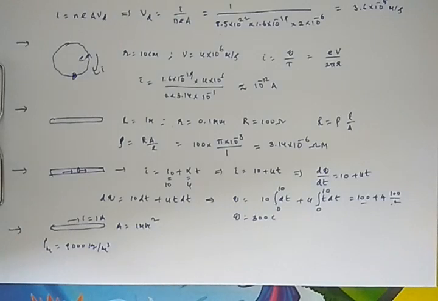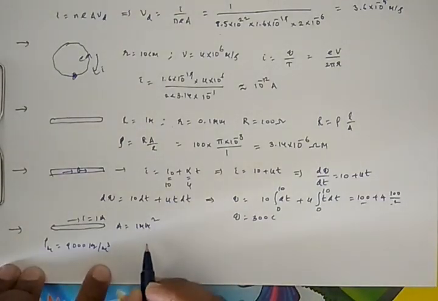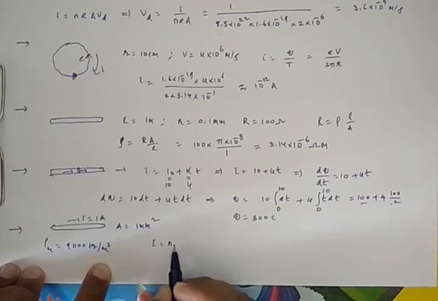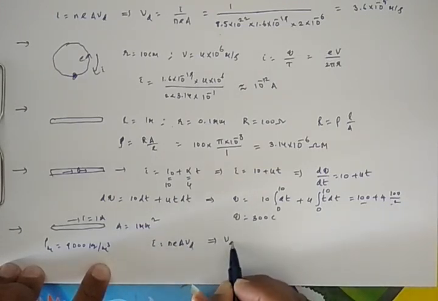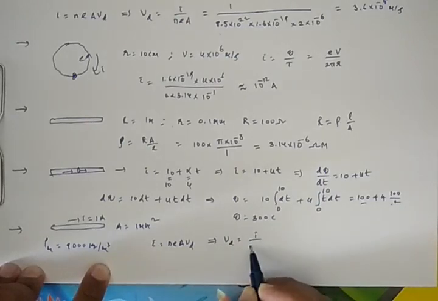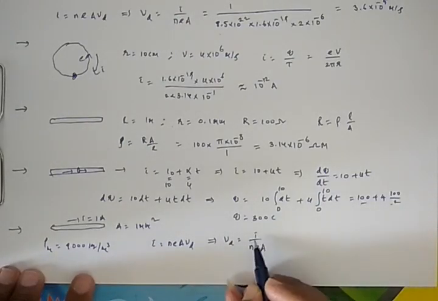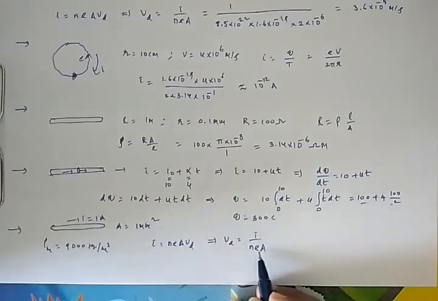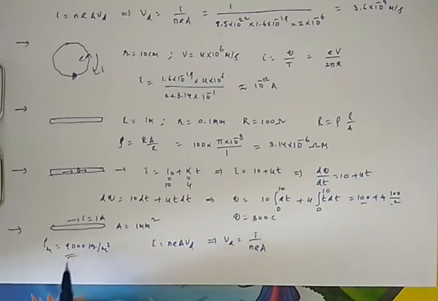Now we want to find out what the drift speed is. We know the equation for drift speed: current I equals n e A vd, which implies drift speed equals I by nеА. In this, I is given, that is 1 ampere, and the area is also given, and the charge of an electron we know. Then we need to find what n is, and from this data you can figure that out.